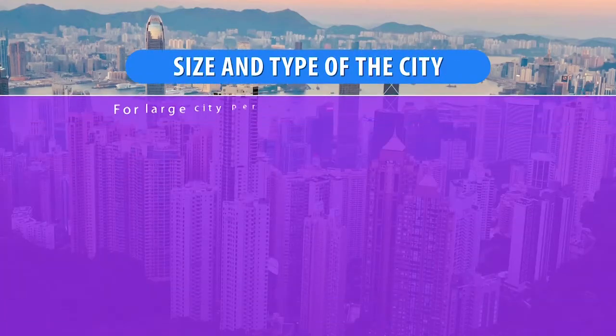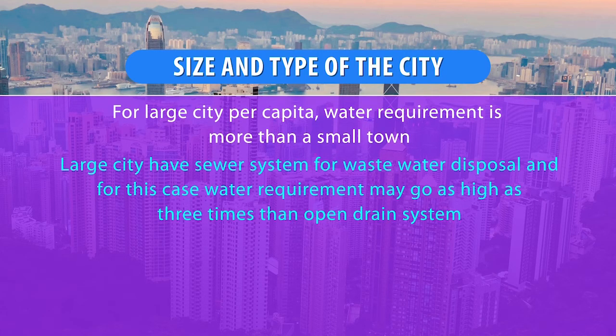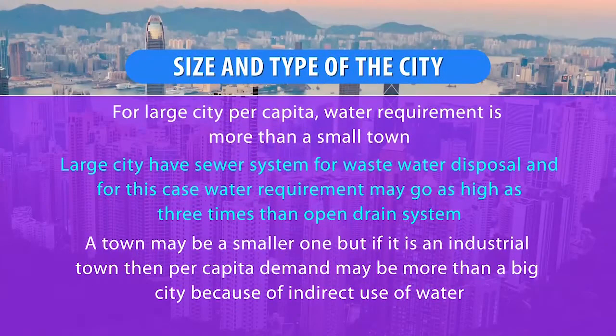Size and type of the city. For a large city, the per capita water requirement is more than for a small town. Large cities have a sewer system for wastewater disposal, and in this case, water requirement may go as high as 3 times that of an open drain system. A town may be a smaller one, but if it is an industrial town, then per capita demand may be more than a big city because of the indirect use of water.